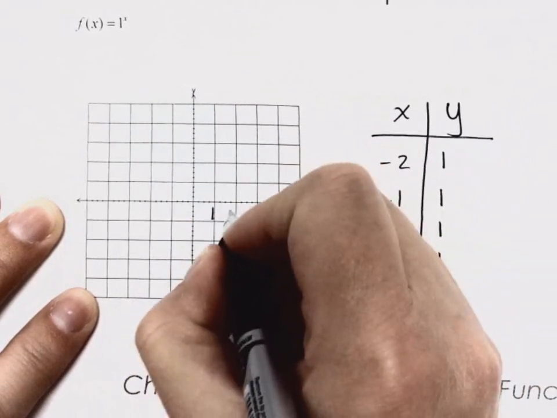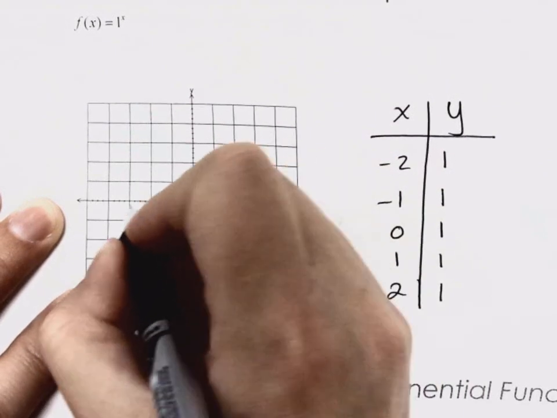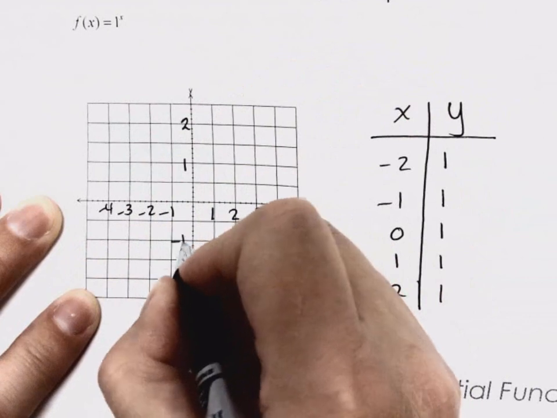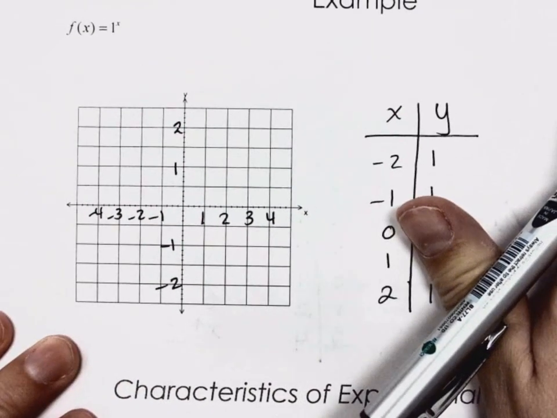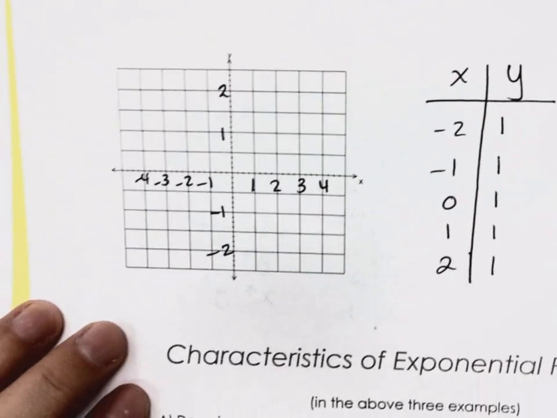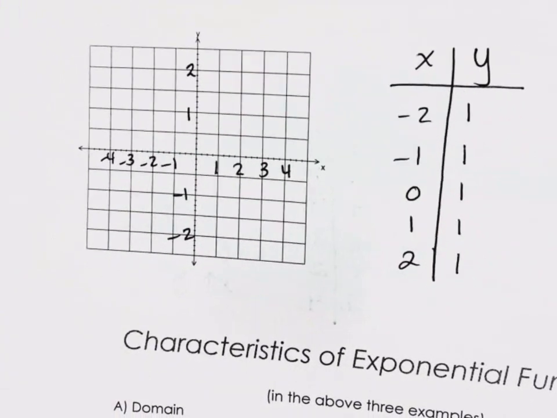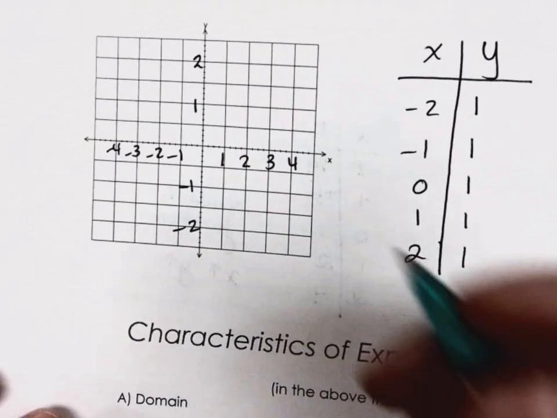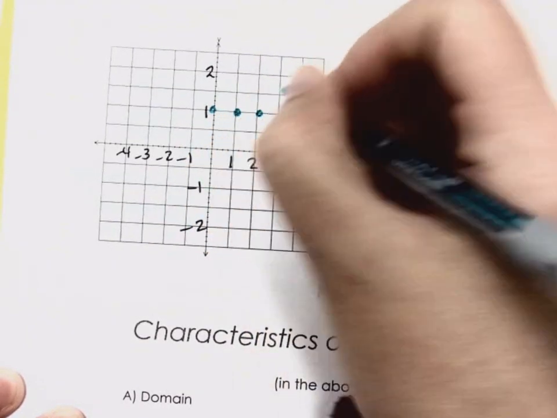So 1, 2. This we call the flat function. We call the constant function, because what's happening with the y's? They're all the same, they're constant, right? So we call it a constant function. So if I plot these points, 0, 1, 1, 1, 2, 1.